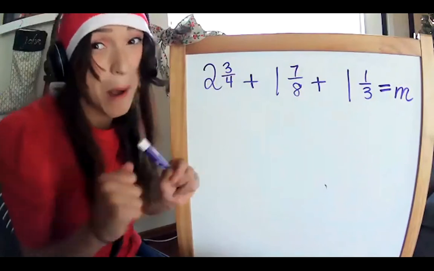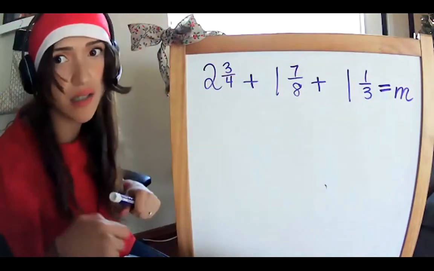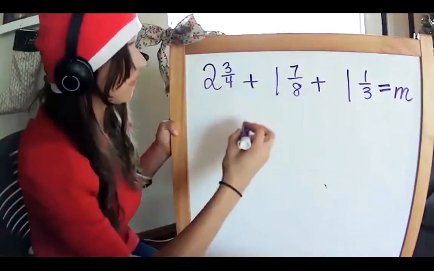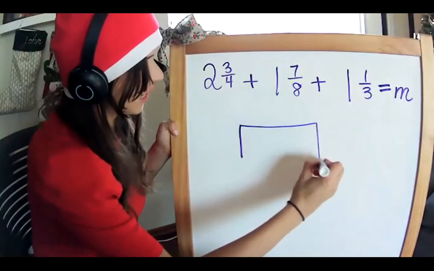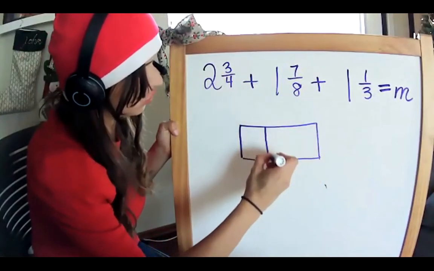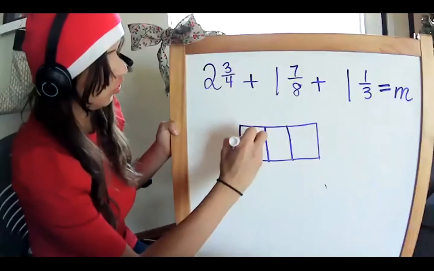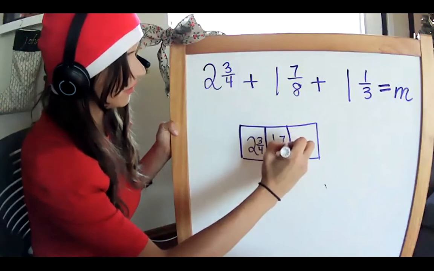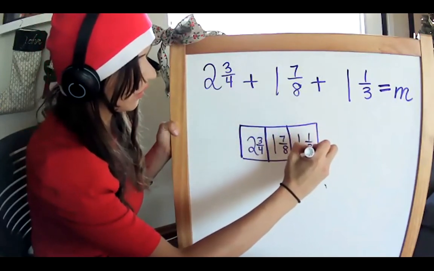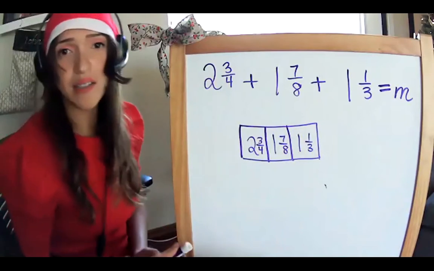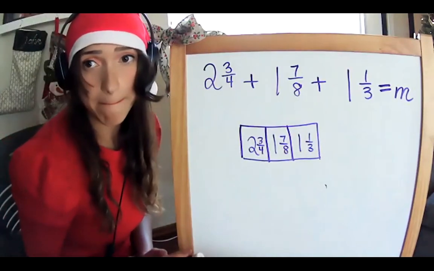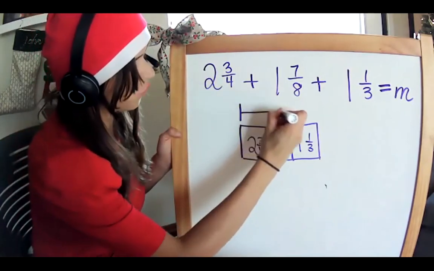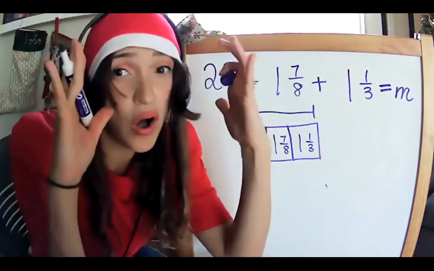Now, box diagram time. How many boxes do I need to draw? 3. There are 3 values: 1, 2, 3 mixed numbers that I'm adding. The 3 values I'm adding need to go into 3 boxes: 2 3/4, 1 7/8, and 1 1/3. Awesome sauce. I'm not done. Where do I put my equal? On the top. Yeah, it's a weird equal sign. It's like the goal.